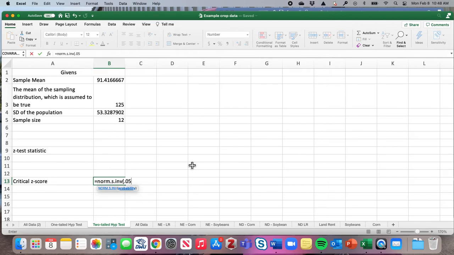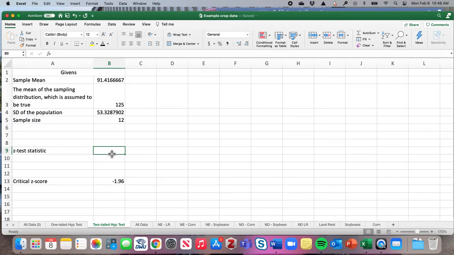So we want that 5% basically, but because this is a two-tailed test, we need to divide that by 2. And we'll find that our critical z-score is negative 1.96, and that's also going to be true on the right of 1.96, so positive and negative, because it's that two-tailed. So to calculate that z-test statistic, we need to put in this lovely formula on page 389.